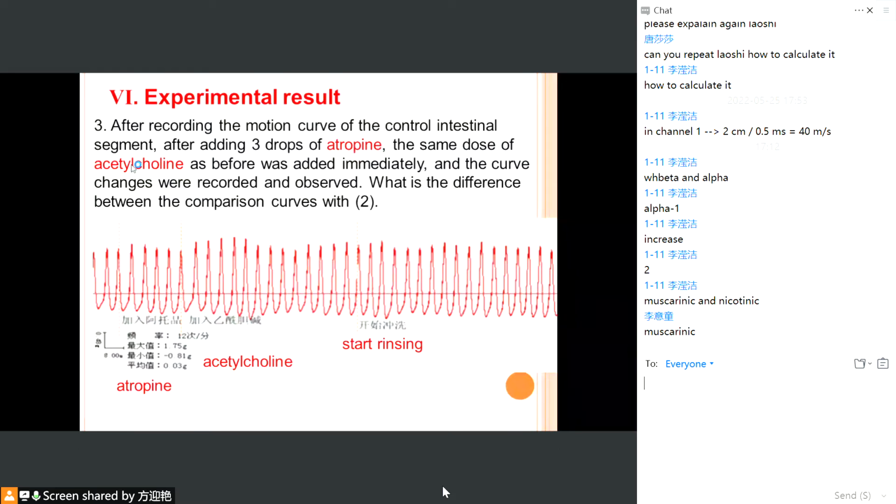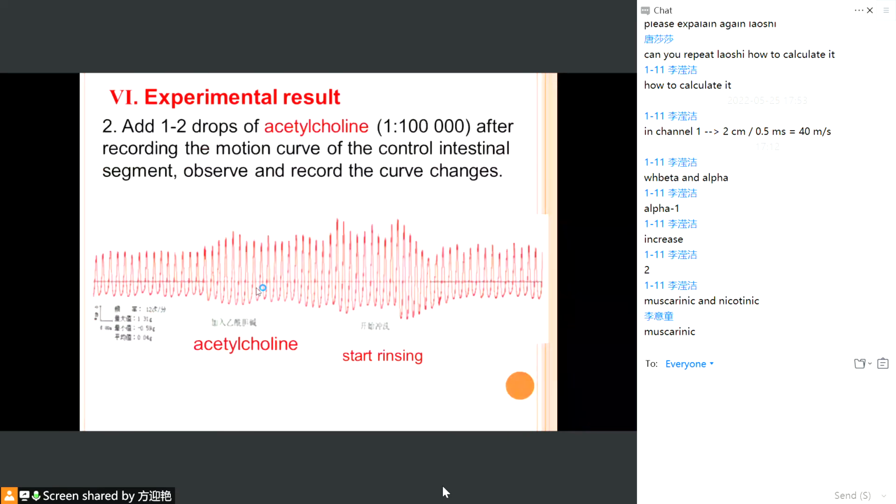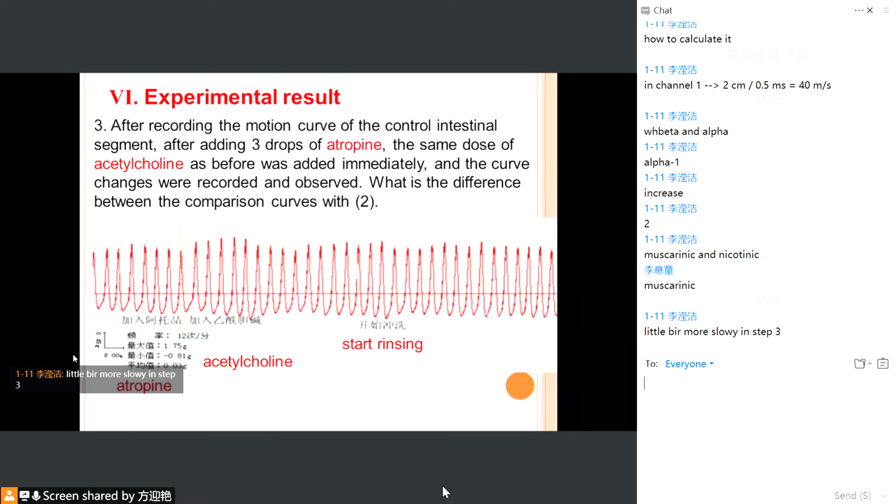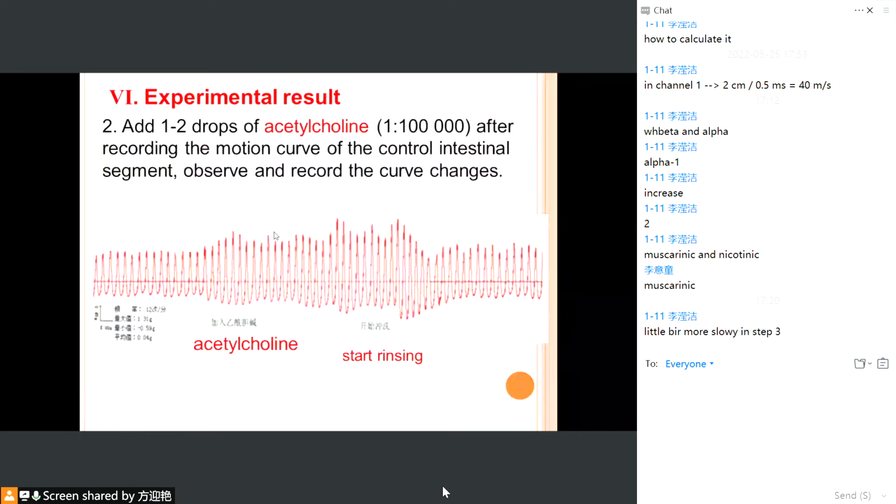Who can tell me, between step 2 and step 3, in which the ACH response increases obviously? Step 2 or step 3? Little, more slowly in step 2. Yeah, very good. It means that when we first add the atropine and then, second, inject the same dose of ACH as in step 2, we can see the ACH increase is not obvious like in step 2.